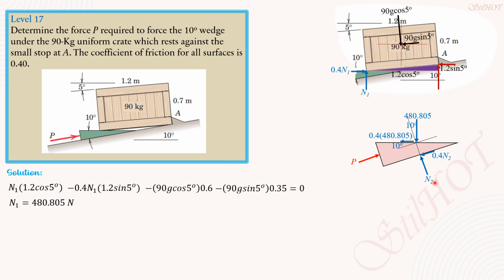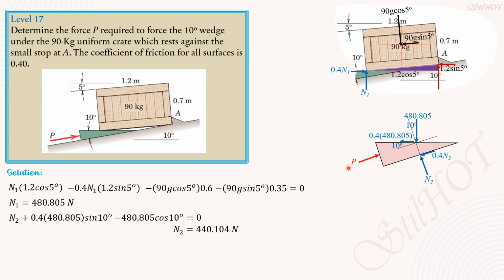So to solve for N2, we sum up forces normal equals 0. So N sub 2 plus 0.4 of 480.805 sine of 10 degrees, component of this force along the normal axis, then minus 480.805 cosine of 10 degrees in this downward direction, equals 0. So N sub 2 is equal to 440.104 newtons.